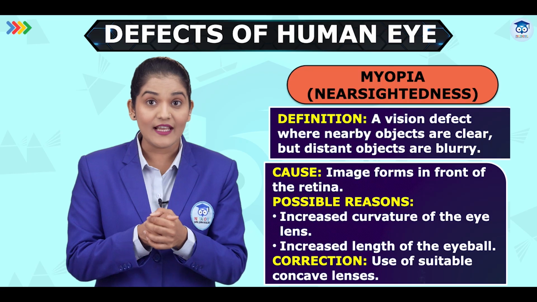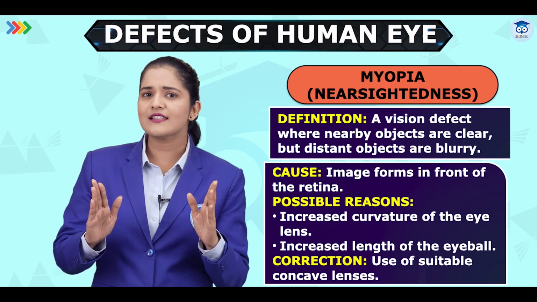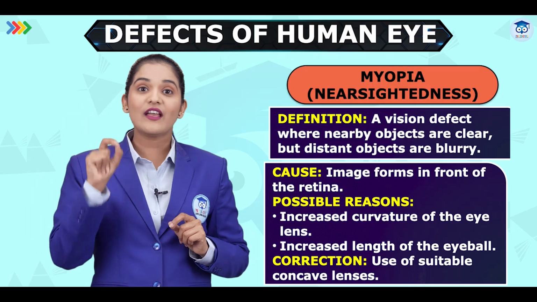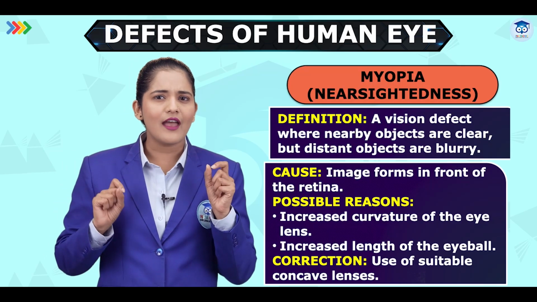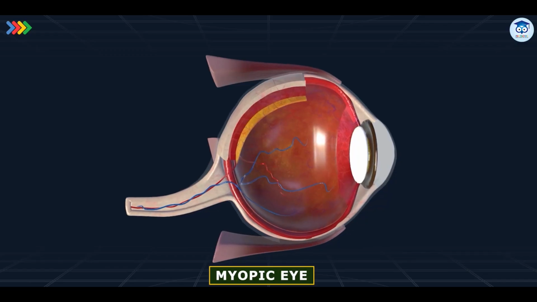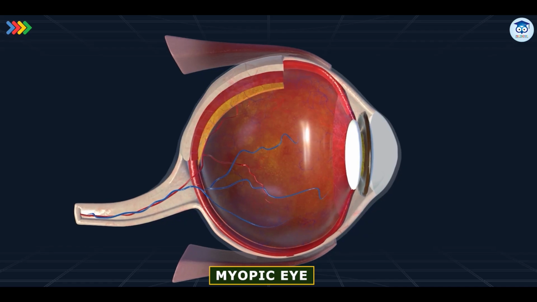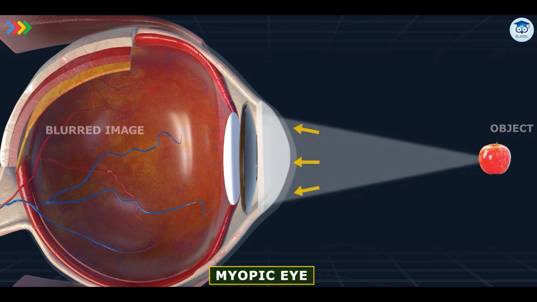In a normal eye, light rays from a distant object are focused precisely on the retina, allowing us to see clearly. However, in a myopic eye, the eye's focusing system is too strong, or the eyeball is too long, causing the light rays to converge before they reach the retina. As a result, the image appears blurry.